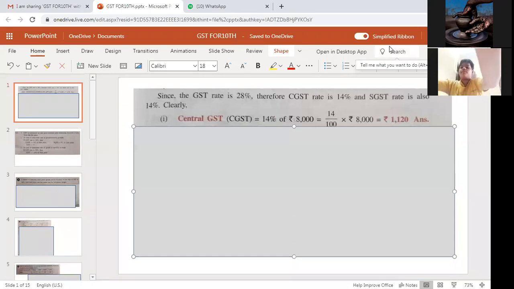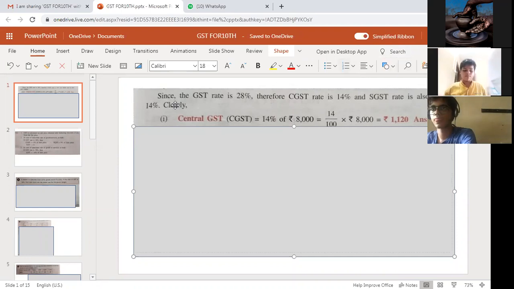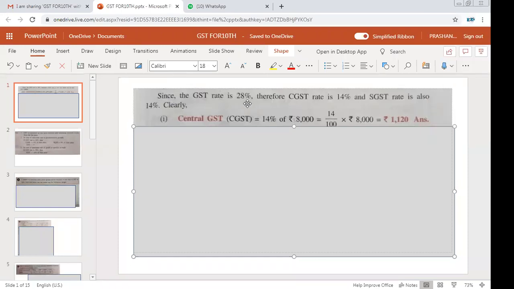Hello students, so we will take a recap of GST, what we did in class 1. Since this is class 2, let's take a few inputs from class 1. What we've learned already in class 1: if the GST rate is, let's say, 28%, then CGST will become 14% and SGST will become 14%.